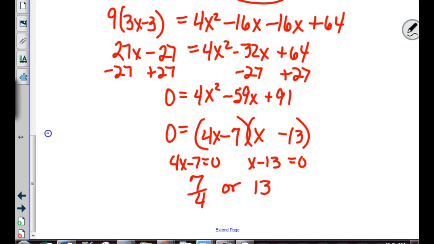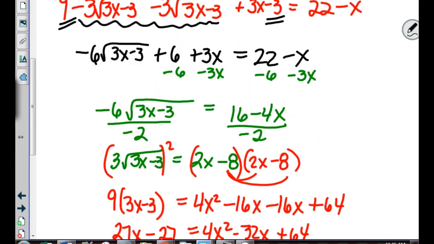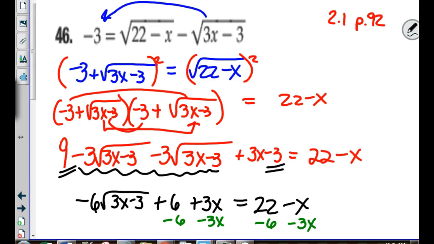Okay, the original question, anyone? Okay, here's the original question. Let's try the 13. What's 22 minus 13? 9. Okay. And what's 3 times 13 is 39 minus 3 is? Okay. So we'd have negative 3 equals 3 minus 6. Does that work? Yes, the 13 works.